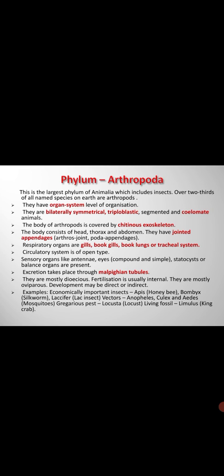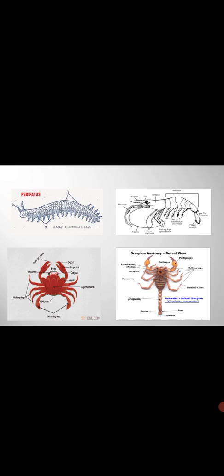So it is the largest phylum of Animalia. Some of the examples are quoted here. Examples are shown here again: Peripatus, prawn, crab, scorpion. So remember the characters of arthropods. They are exhibiting organ system level of organization. Body is divisible into head, thorax, and abdomen. Body is covered externally by chitinous exoskeleton, very important character. They are bilaterally symmetrical, they are triploblastic. Their excretion here is taking place by Malpighian tubules, and they have jointed appendages.